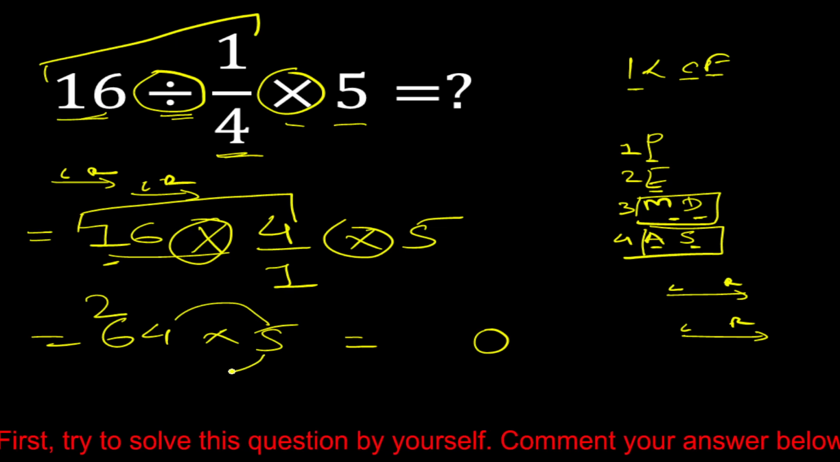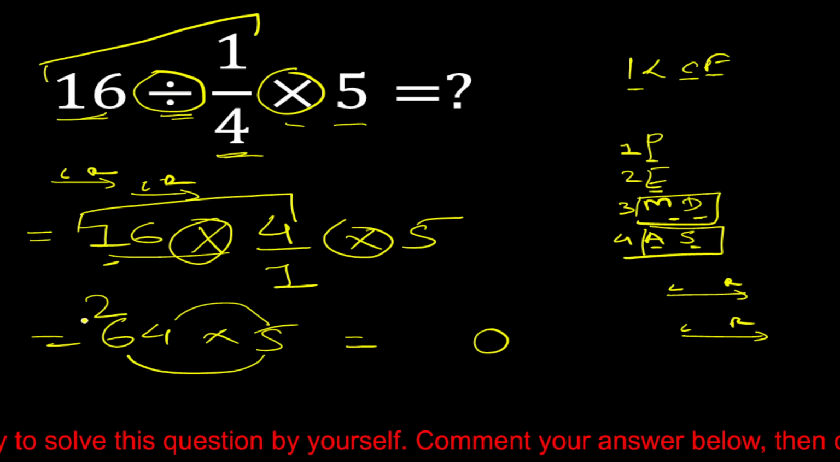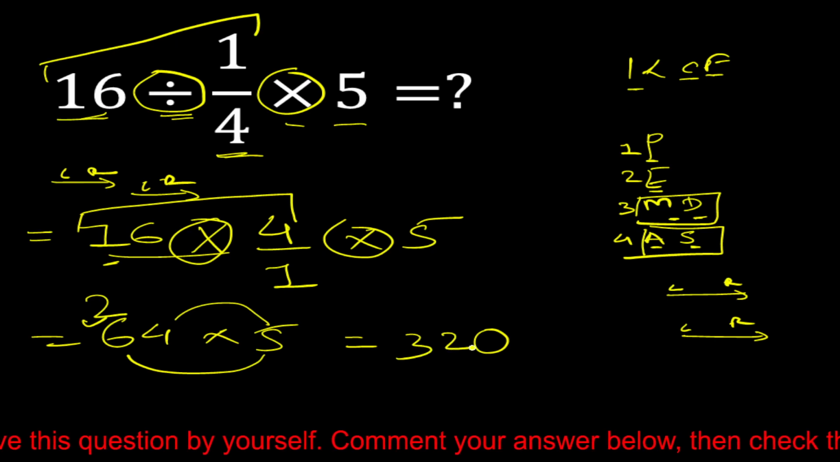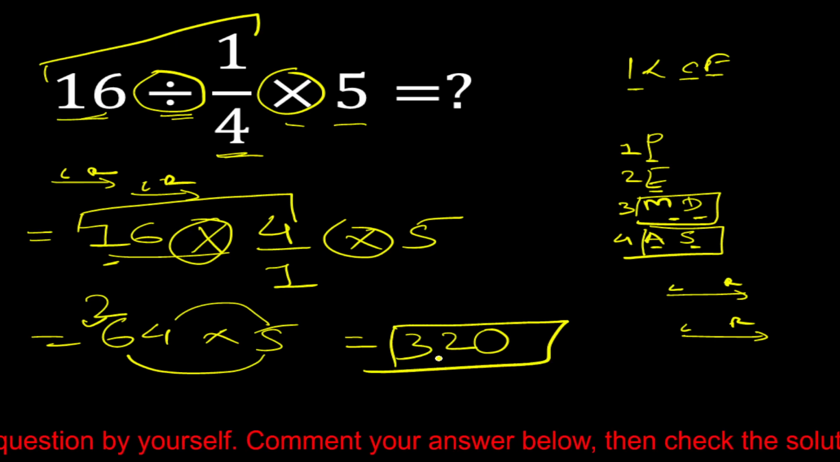2 carry. 5 multiply 6 is equal to 30. 30 plus 2 is equal to 32. So 320 is the correct answer.